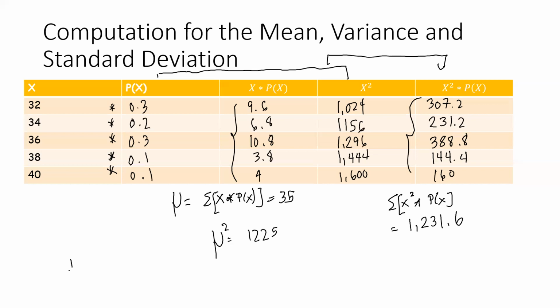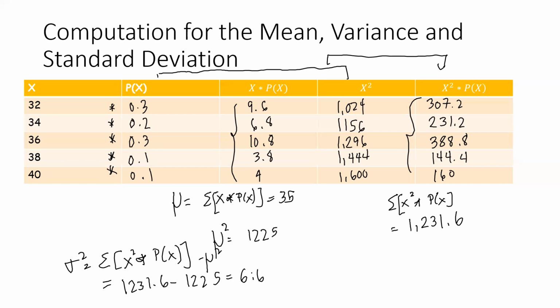So in order to get the variance, we're going to recall the formula. It will become 1231.6, then subtract it with 1225, so it will become 6.6. So that is the variance.